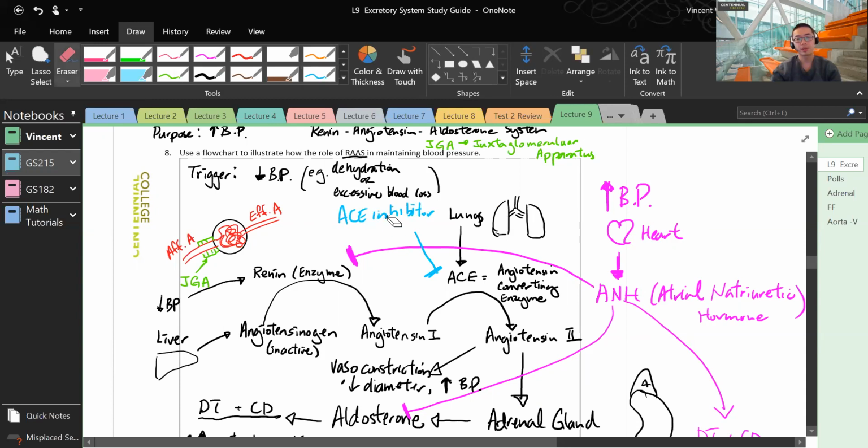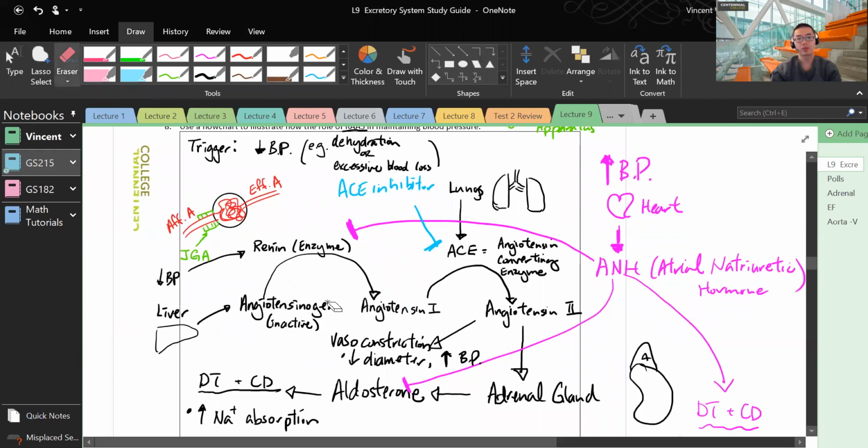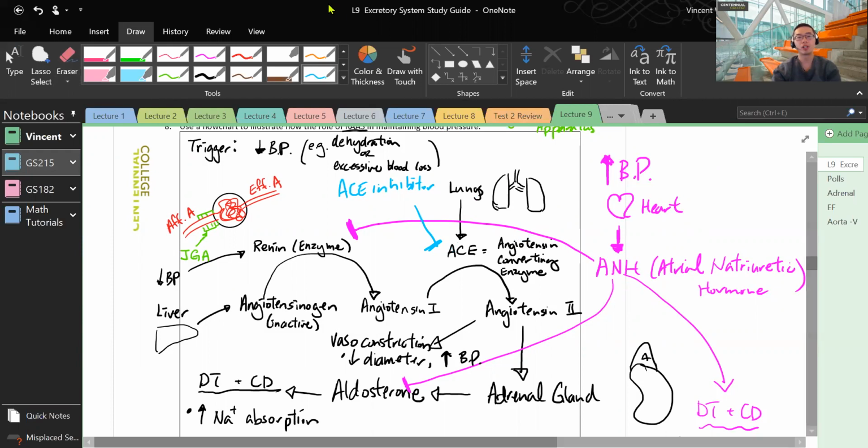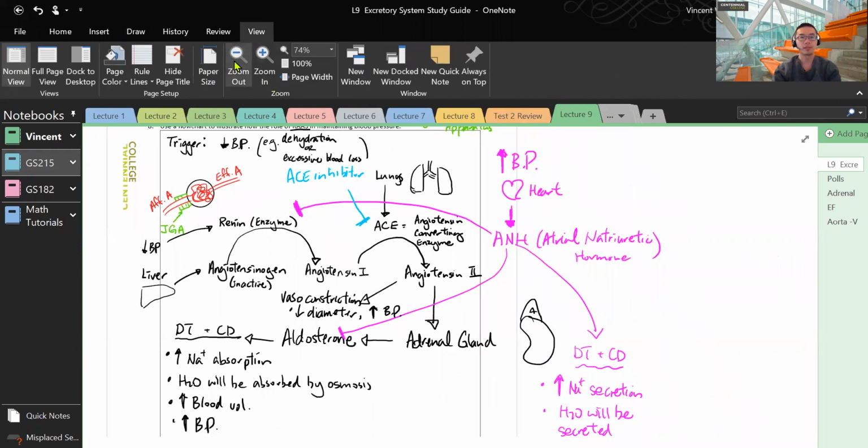ACE inhibitors are drugs that you can take that literally do what they say. They will block ACE, and if you block ACE, then you cannot convert angiotensin 1 into 2. Then that means you will not activate RAS, right? So that's a good thing because RAS will push blood pressure up higher. And then you can also take diuretics. Diuretics help you go to the bathroom and pee more. And by increasing the urine output, you lower blood volume, which lowers your blood pressure.